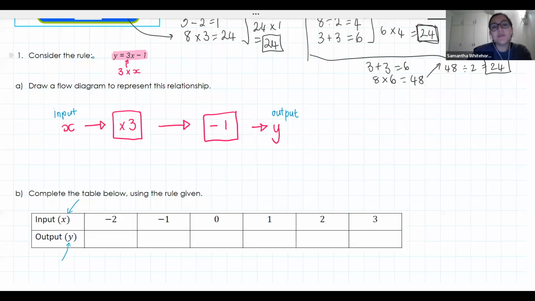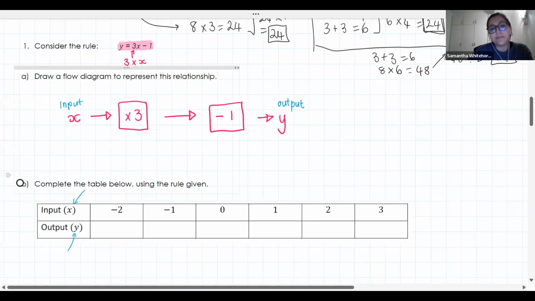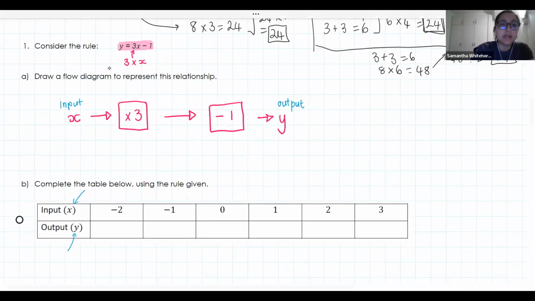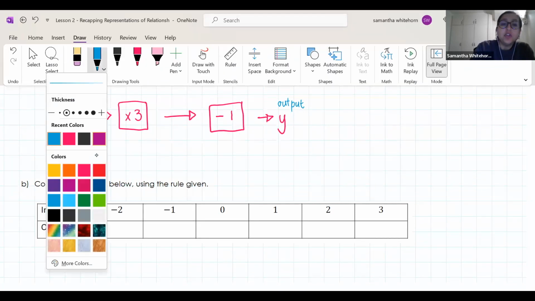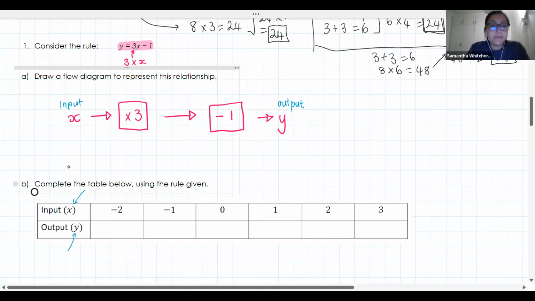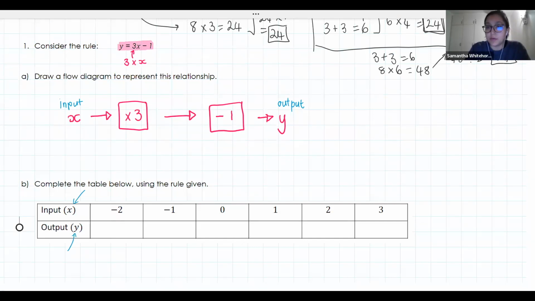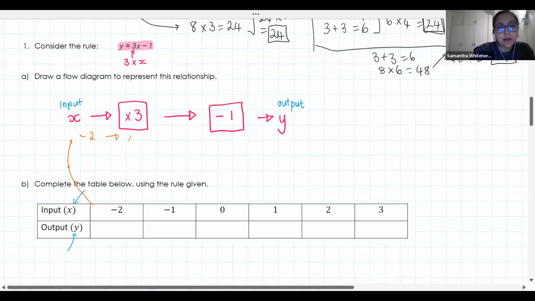Okay, so if we want to work out our specific output values according to the inputs that we've been given, like I said, you can do it with the rule, you can do it with the flow diagram. It's completely up to you. I'm going to do a couple with the flow diagram, a couple with the rule. You do what you're comfortable with. So if we take our input value of negative 2, maybe I should look at my signs. I've got negative 2. That needs to go into my flow diagram. So I need to times it by 3, I need to subtract 1, and I need to get my output.